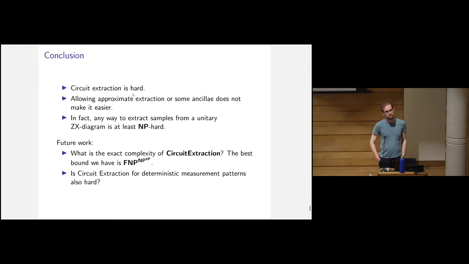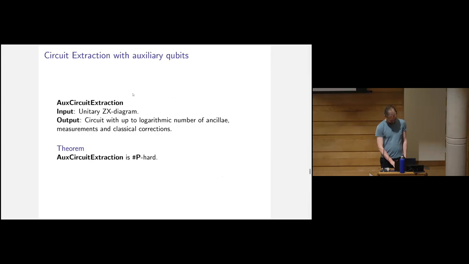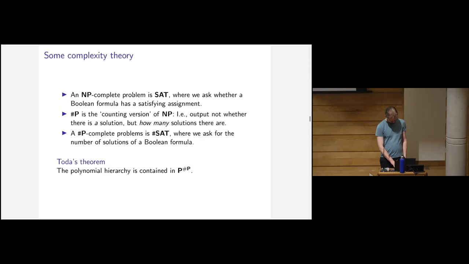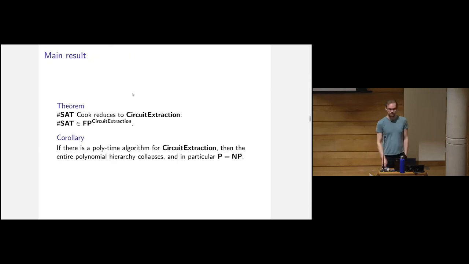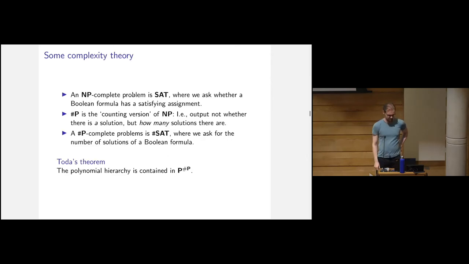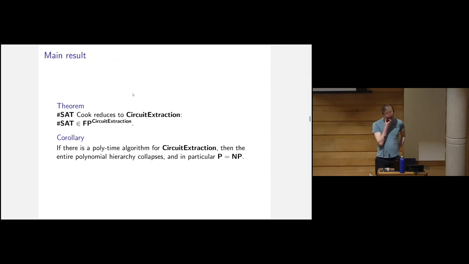One more question. So you had a slide where you said that contingent on this being efficiently doable, you would collapse the polynomial hierarchy and you would have P equals NP. So this follows from Toda's theorem. So isn't this relative to an oracle, though? I mean, on the next slide, you have SAT is in P to the circuit extraction. So the reason this works is if circuit extraction is in P, then a circuit extraction oracle doesn't give you any more power, because P to the P is the same as P. Yeah, okay. So you're saying, if it's in P, yeah. I gotcha. This is why if there is a polynomial time algorithm, it collapses. Yeah.